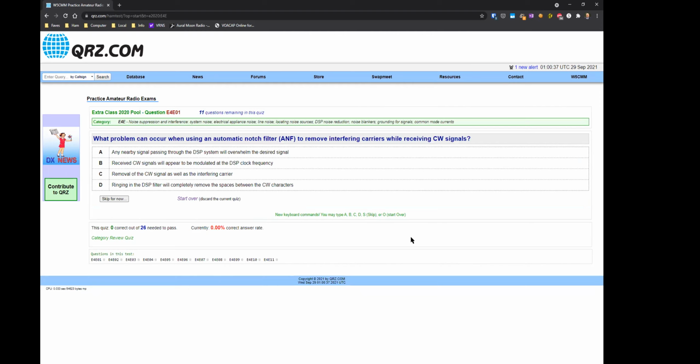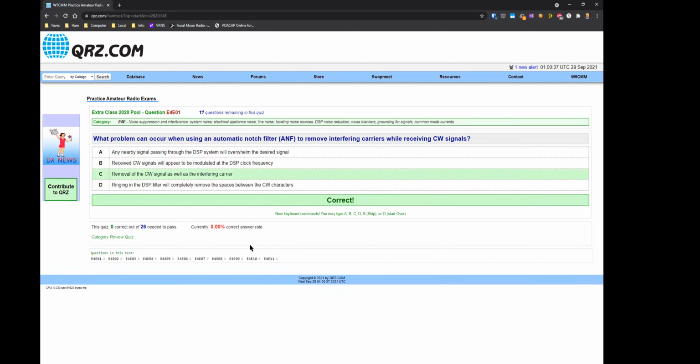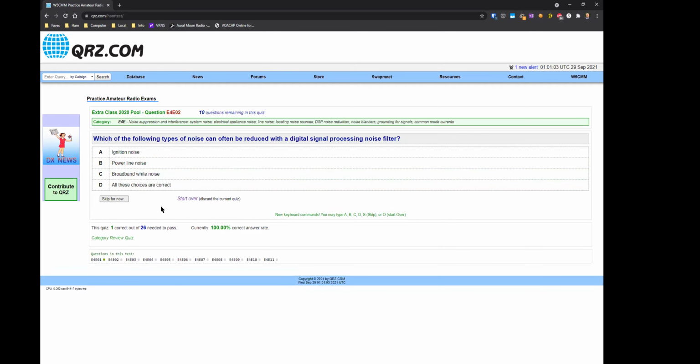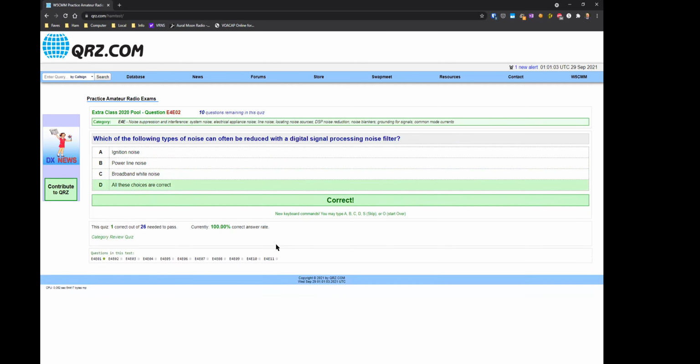What problem can occur when using an automatic notch filter to remove interfering carriers while receiving CW signals? Oh, C. Yeah, it'll notch out the CW signal as well as the interference. Which of the following types of noise can often be reduced with a digital signal processing noise filter? All the above. Yeah, all the above.